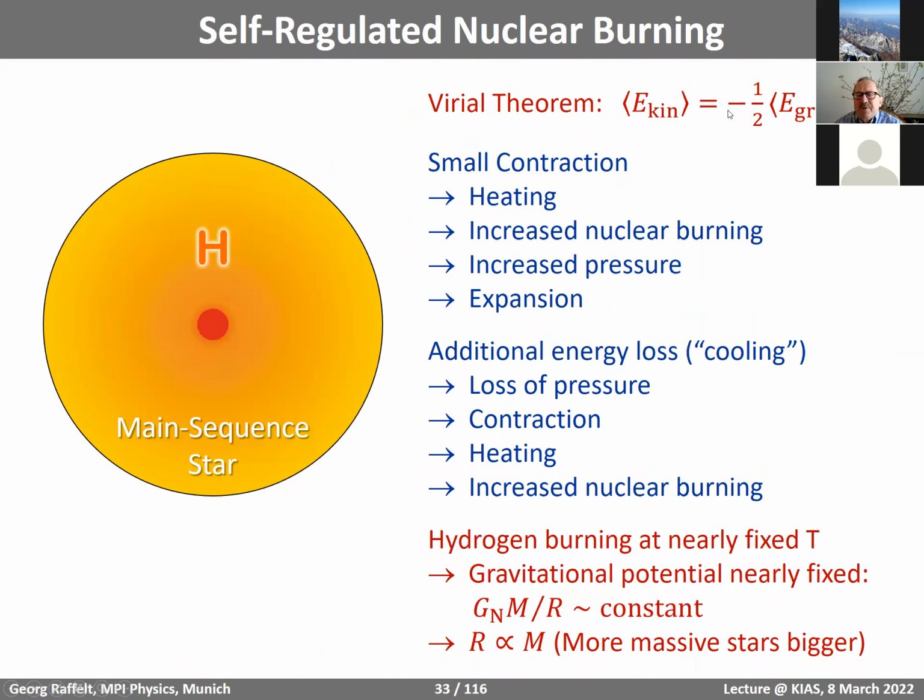Now, what happens if that stable configuration would contract a little bit? Well, if it were to contract a little bit, it would heat. It would increase nuclear burning, would increase the pressure, would expand. So that's how it's stable against this.